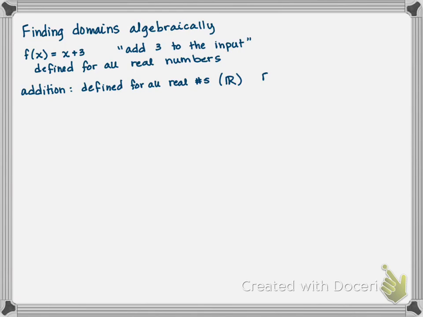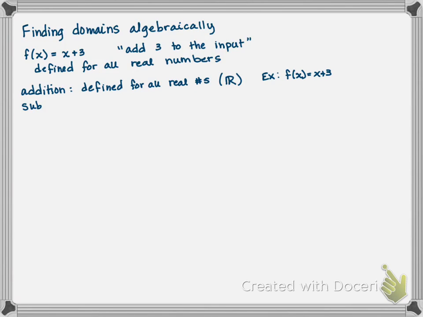So an example is just the one we just did, like f of x equals x plus 3. The only operation in that function is addition, which means the domain of the function is all real numbers because that operation can be done with any number. Does that make sense?